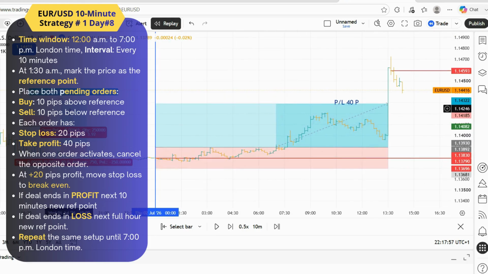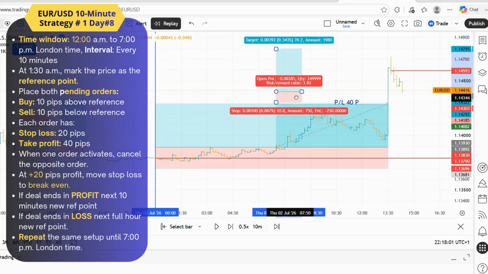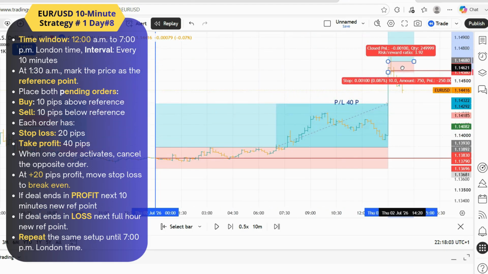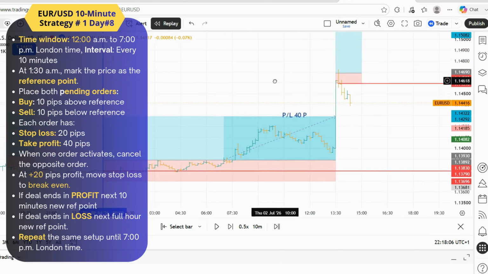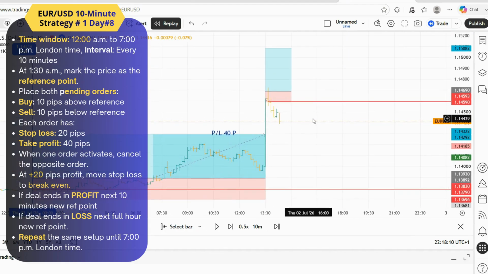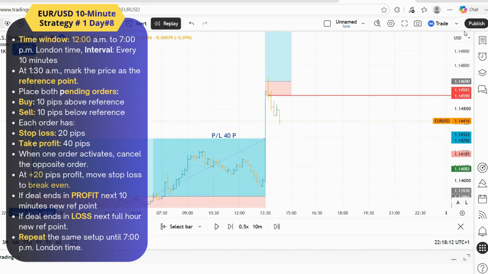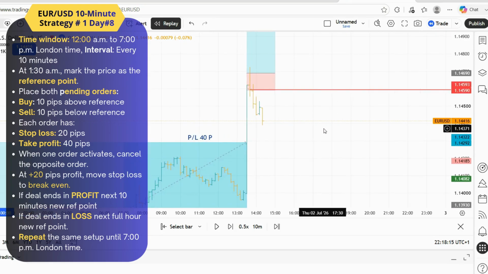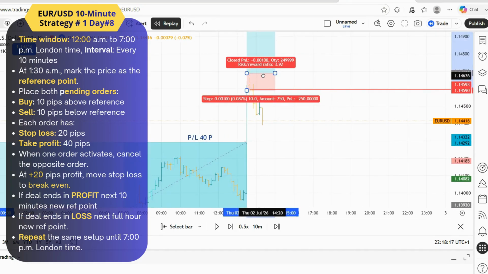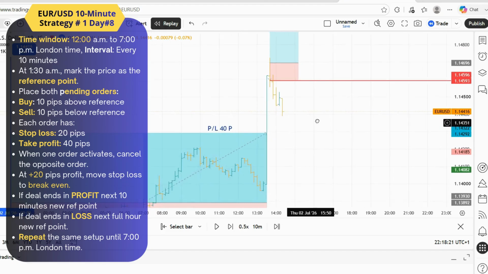Trade number 2. Because trade number 1 ended in profit, strategy number 1 requires us to wait 10 minutes before creating the next setup. After the 10-minute waiting period, we mark a new reference point using the current market price. Once again, we place 2 pending orders around that level. The buy order is positioned 10 pips above the new reference point. The sell order is positioned 10 pips below it.